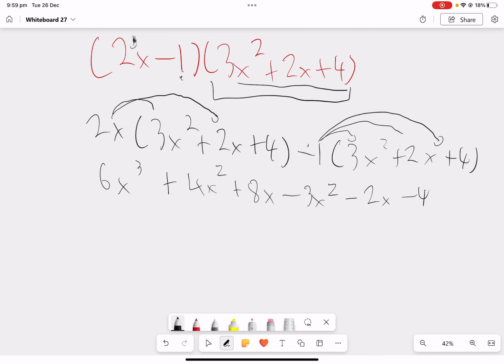Now we simplify. 6x cubed, as we see, there's nothing else with 6x cubed, so that's by itself. Then we see there's a 4x squared and a negative 3x squared. That will simplify to x squared, because remember, when we're adding or subtracting like terms, you just look at the coefficients, which is just the numbers. So that will just be positive x squared. Then we see positive 8x minus 2x. That will just be positive 6x. And then there's a minus 4 left. So that'll just be minus 4. And that is a fully expanded answer. Nice.